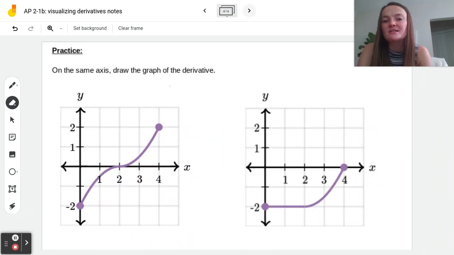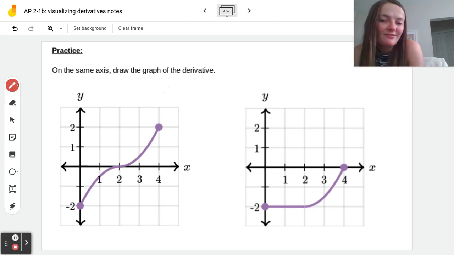Next question, on the same axis, draw the graph of the derivative. I'm going to do the first one with you. To draw the graph of the derivative, all we need to do is estimate what's the slope at each moment. So let's start at the point 0, -2.